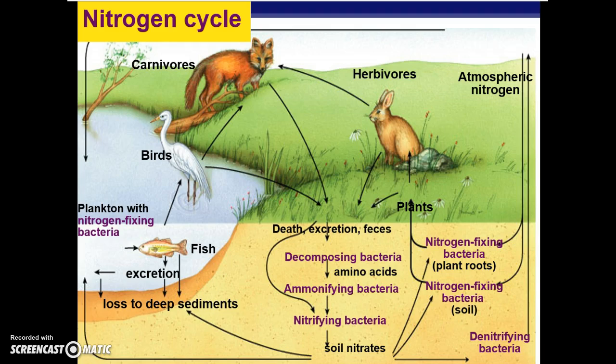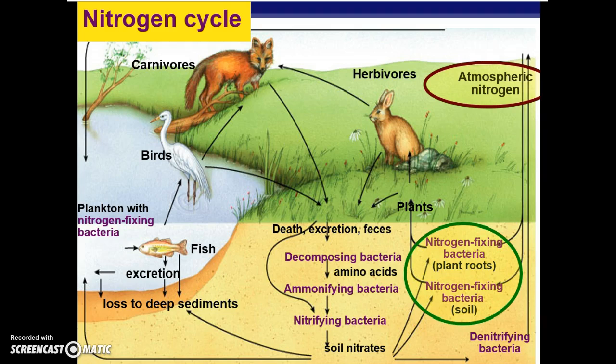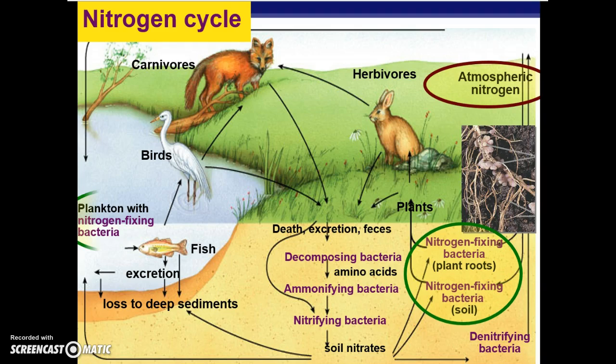So nitrogen does get fixed with the help of bacteria from its gaseous form into a usable form for the plants to use. And you can see it looks a little complicated below the soil here, but you can see that process occurring. So we have atmospheric nitrogen, which is fixed by bacteria in the soil, and then it's taken up by plants and incorporated into the plant, which is then eaten. Also, it is fixed by plankton with nitrogen-fixing bacteria in bodies of water.